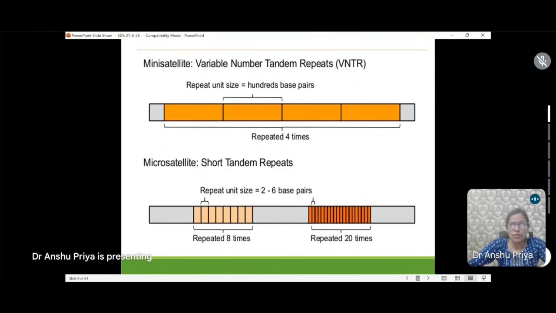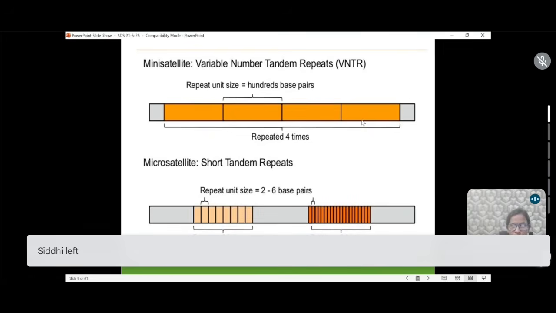So there are two types of sequence. One is the minisatellite and the other one is the microsatellite. Minisatellite is also known as VNTR, that is, variable number of tandem repeat, where the repeat size is up to 100 base pairs. Like here, the 100 base pairs are repeated 4 times in the genome.